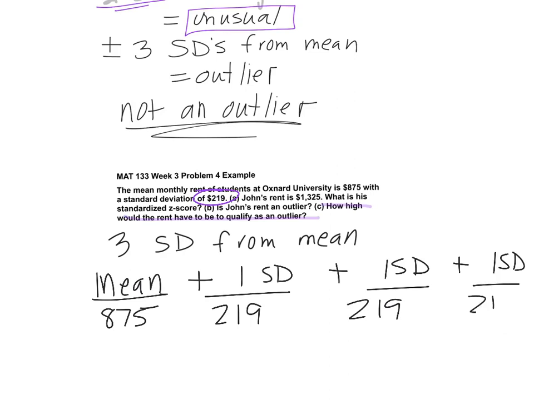So we would have to add $219 3 times. If we add all of that together, we get $1,532. So anything $1,532 or higher would qualify as an outlier.